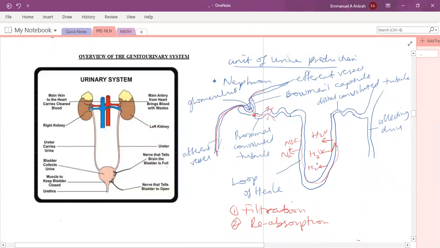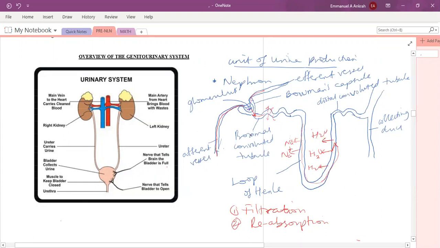This is what we call the countercurrent mechanism. You don't need to know too much of the details for this test, but it's called a countercurrent mechanism. Sodium is pushed out at the first loop, the descending loop. So as the water gets to this ascending loop, it's drawn back into the body.